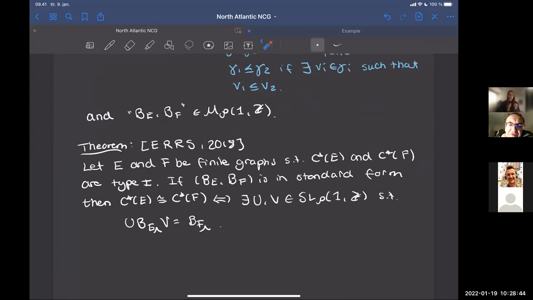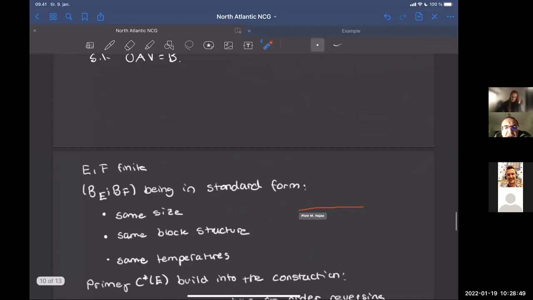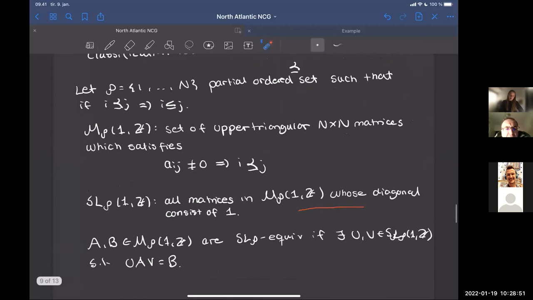And can you tell me please what this group is, this group of matrices? These are what matrices? Okay, so I have them here. They are all the matrices inside this MP here. They have to satisfy this condition coming from this partial ordering, telling you when the entries are zero, and they are upper triangular. And what makes them into this SLP is that the diagonal consists only of ones. So this P is the size of a matrix.